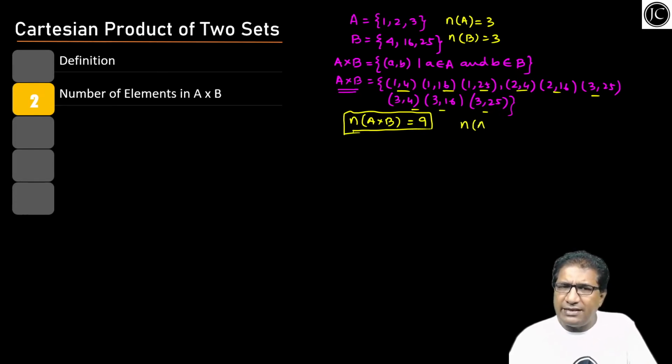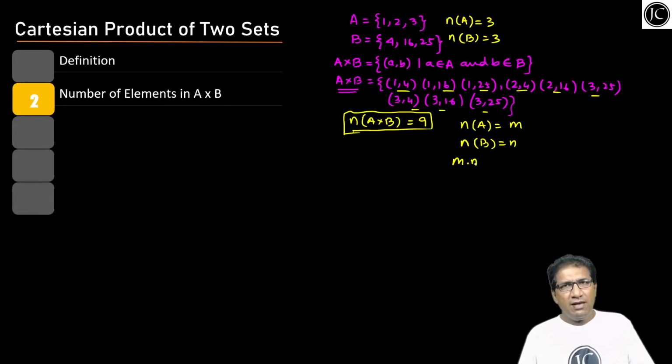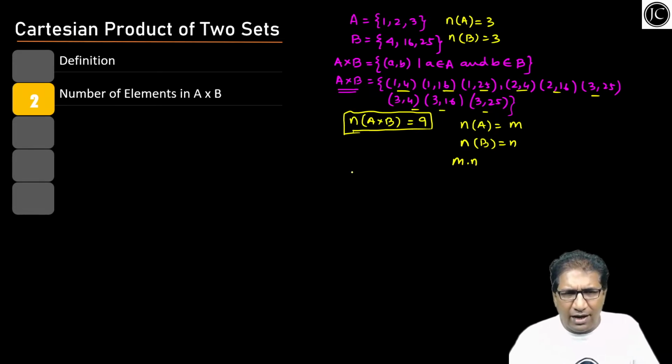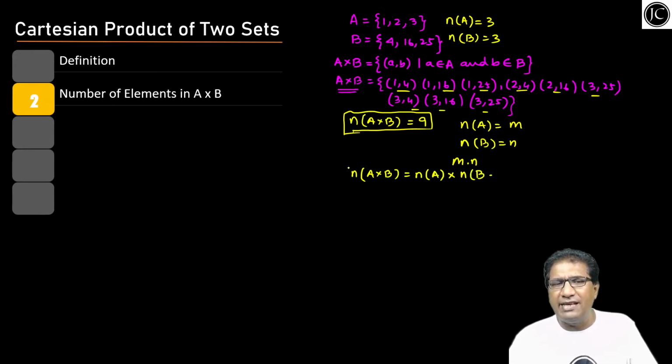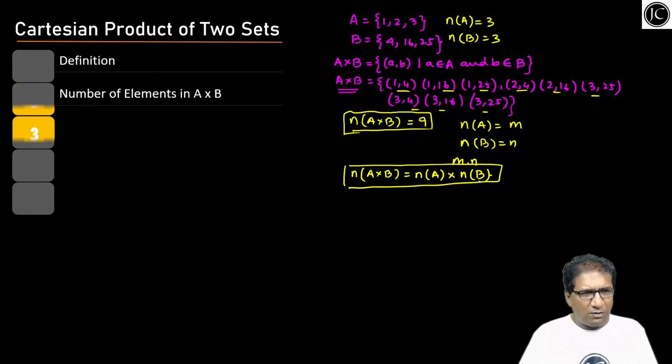If the cardinal number of set A is say m and the cardinal number of set B is say n, then the total number of elements in the Cartesian product of two sets will be m into n. Is it clear? The cardinal number of A cross B will be the cardinal number of set A into the cardinal number of set B. So remember it like this: this is the total number of elements present in A cross B. Is it clear to all of you? Absolutely clear. Okay, now let's move forward.